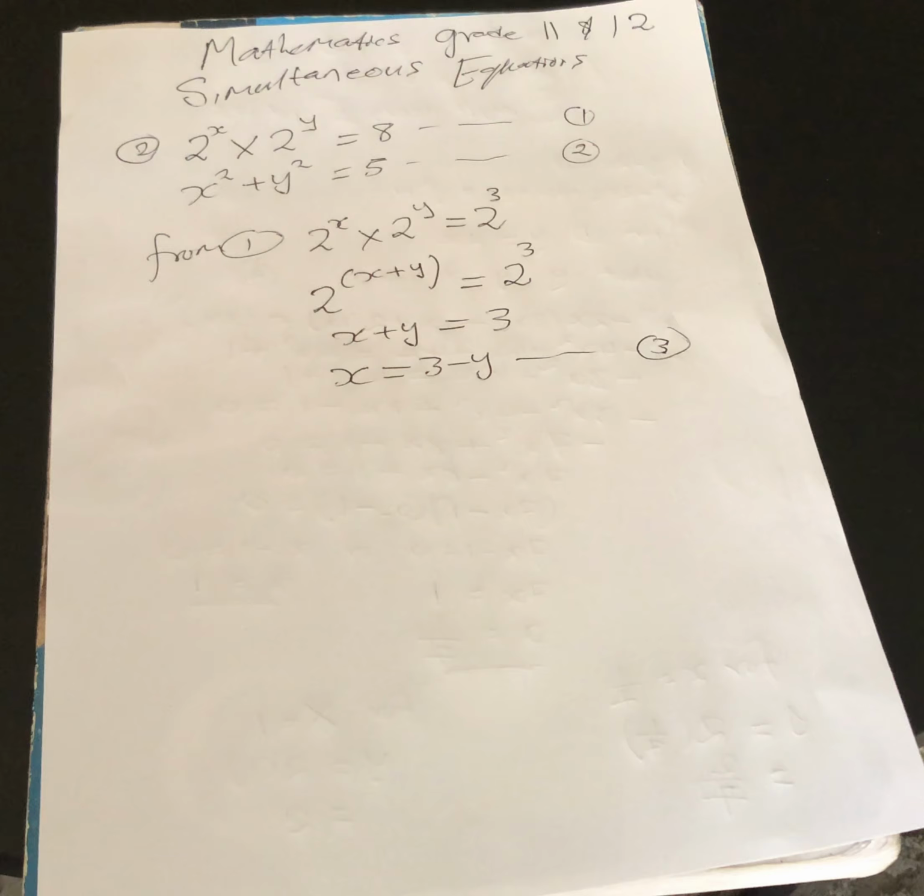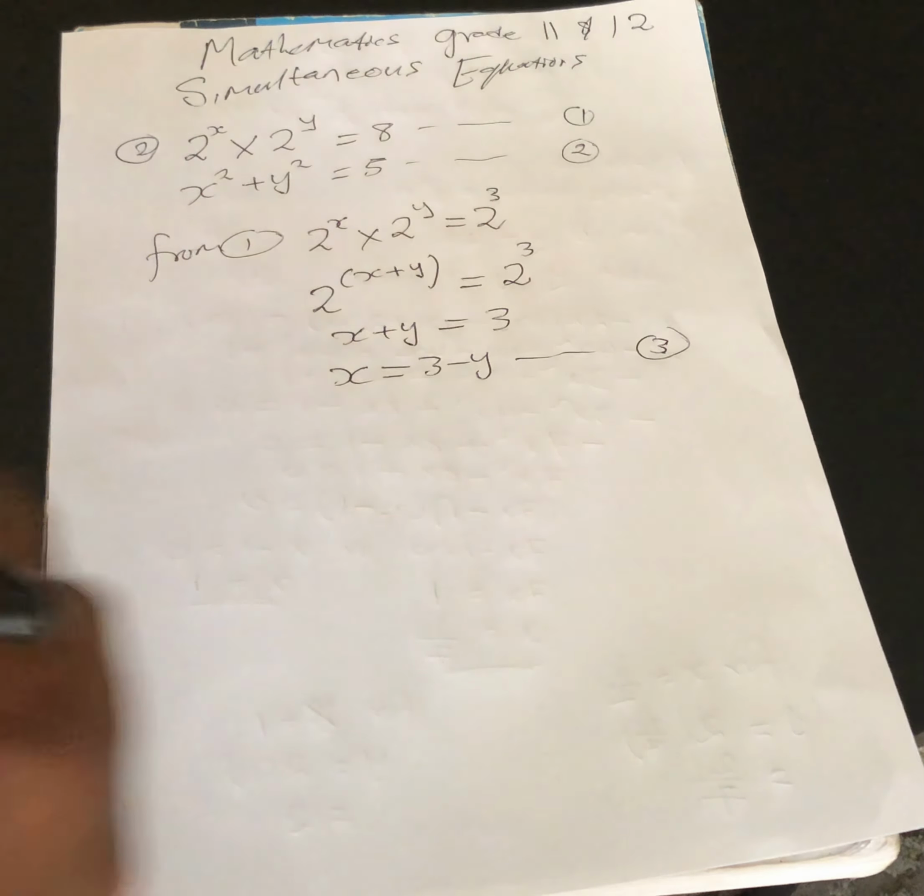So from here, we can replace x by 3 minus y in equation number 2. So let's substitute x by 3 minus y into equation 2. We go to equation 2, and wherever you see x, we are going to replace x by 3 minus y. So the first variable that we have here is x. So we are no longer going to write x squared, we are going to write (3 minus y) squared plus y squared is equal to 5.